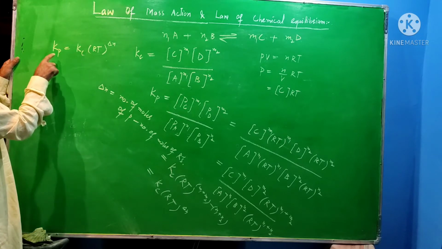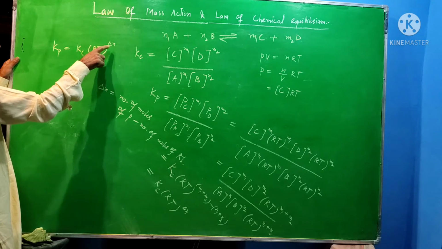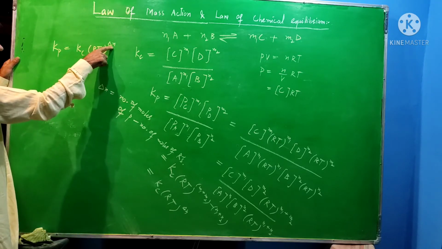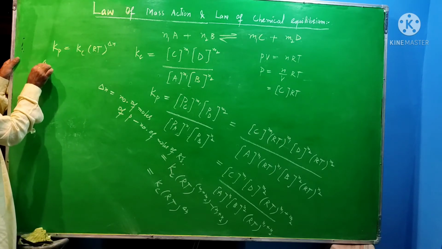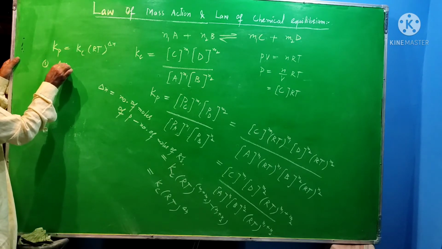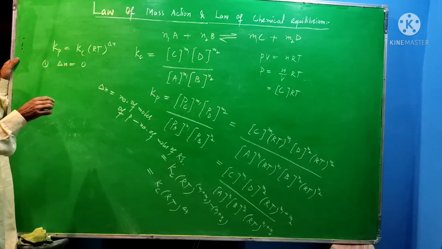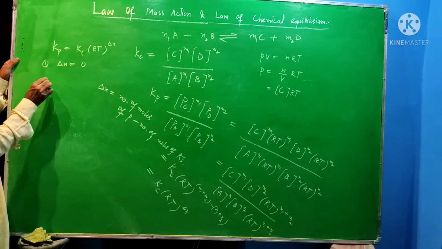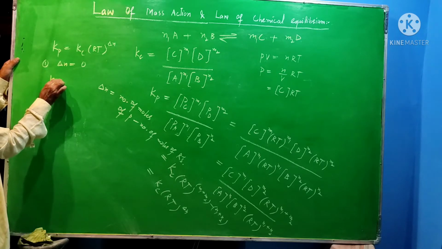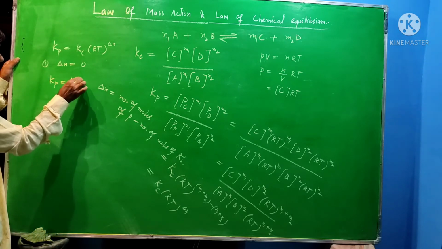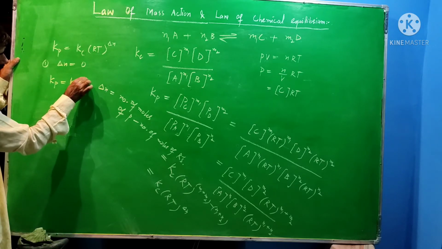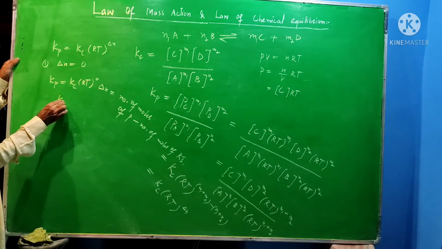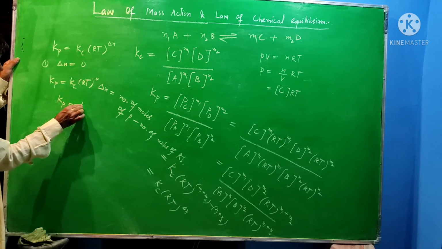Now the relation between Kp and Kc will depend upon the value of delta n. Whether one is smaller or larger will depend upon the value of delta n. First of all, if delta n is equal to 0, meaning the number of moles of reactants is equal to the number of moles of products, then Kp is equal to Kc into RT raised to power 0. We know anything raised to power 0 is equal to 1. In that case, Kp is equal to Kc.